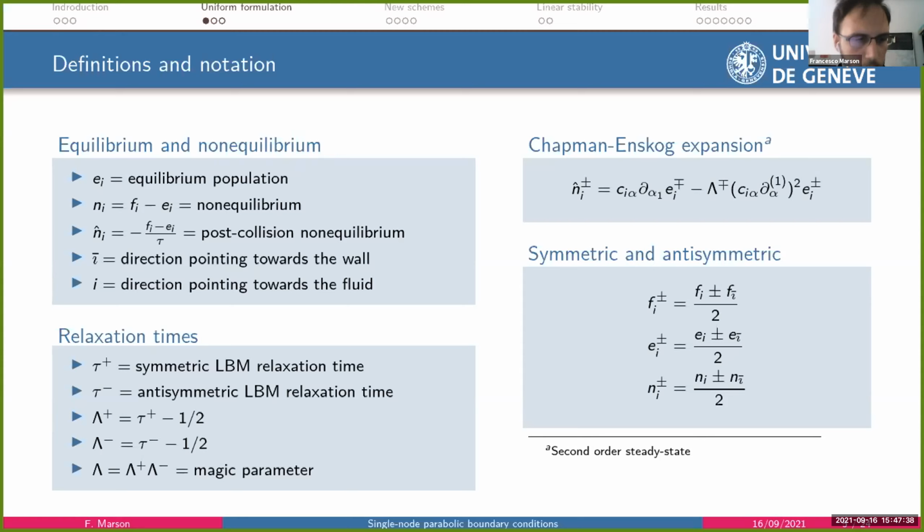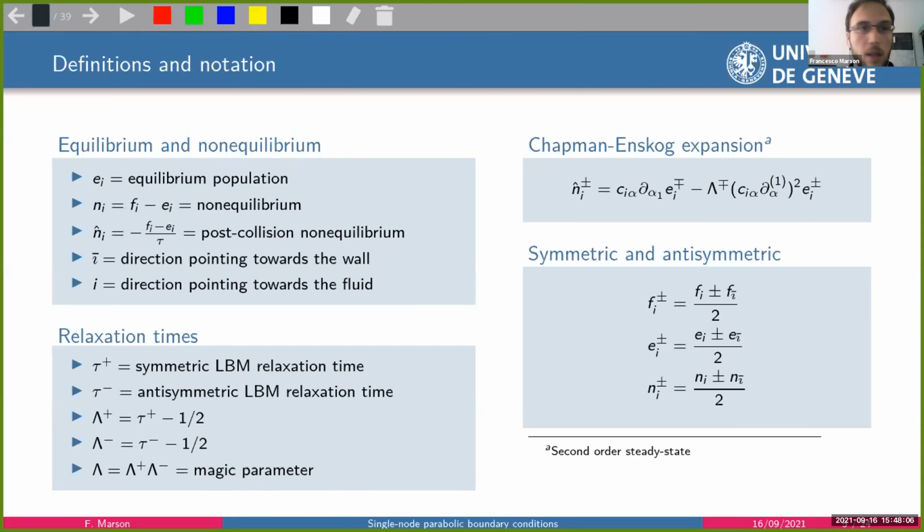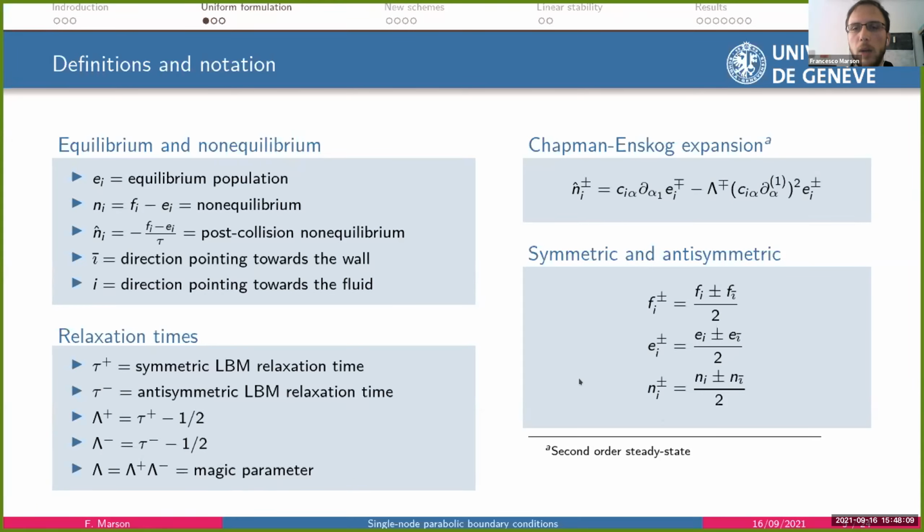I emphasize here that I'm talking in the context of the TRT collision model, but the results are not limited to TRT. They can be extended to MRT, and the considerations are the same for BGK. But in this case, it is convenient to explain in this framework. Then I will use the Chapman expansion for the post-collision non-equilibrium, as shown here. And finally, I will use the symmetric and antisymmetric decomposition of the populations. Again, this symmetric antisymmetric decomposition, you can do it with any type of collision model.